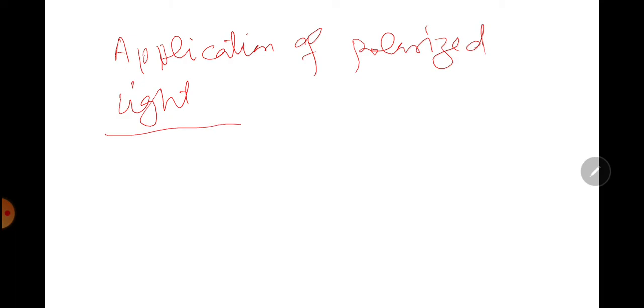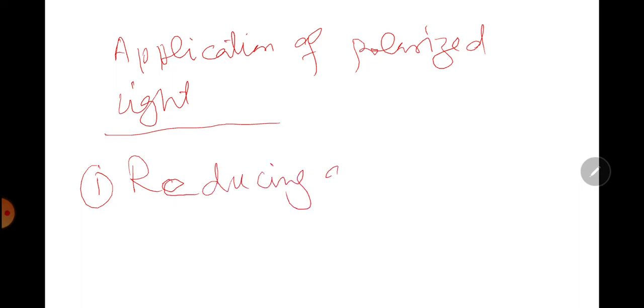Applications of polarized light. First application, reducing glare. Glare caused by light after reflection from smooth surfaces such as roads and lakes can be reduced by using polarized material. For example, a light ray is reflected from smooth surfaces.